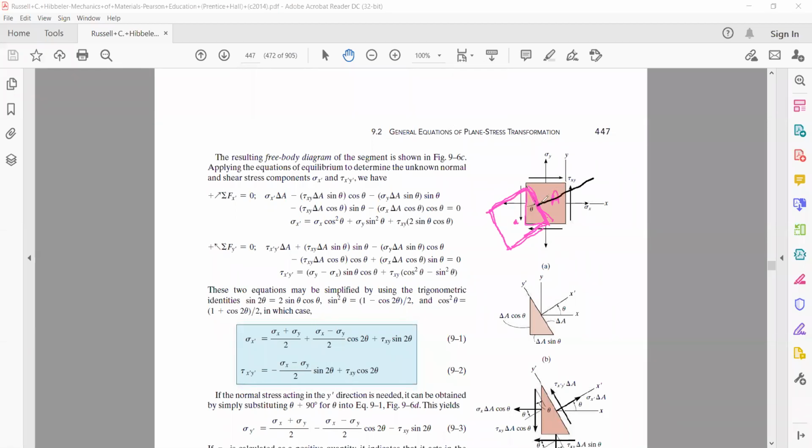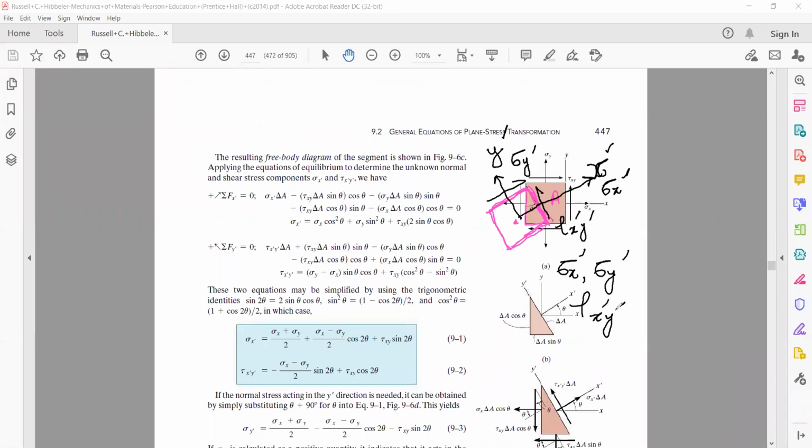Now this is my new axis: the x prime axis, and the new y prime axis. The stress acting along the x prime axis will be sigma x prime, and along the y prime axis sigma y prime. The shear stress acting on this plane will be tau x prime y prime. I have to find sigma x prime, the normal stress acting on the element, sigma y prime, and the value of tau x prime y prime.